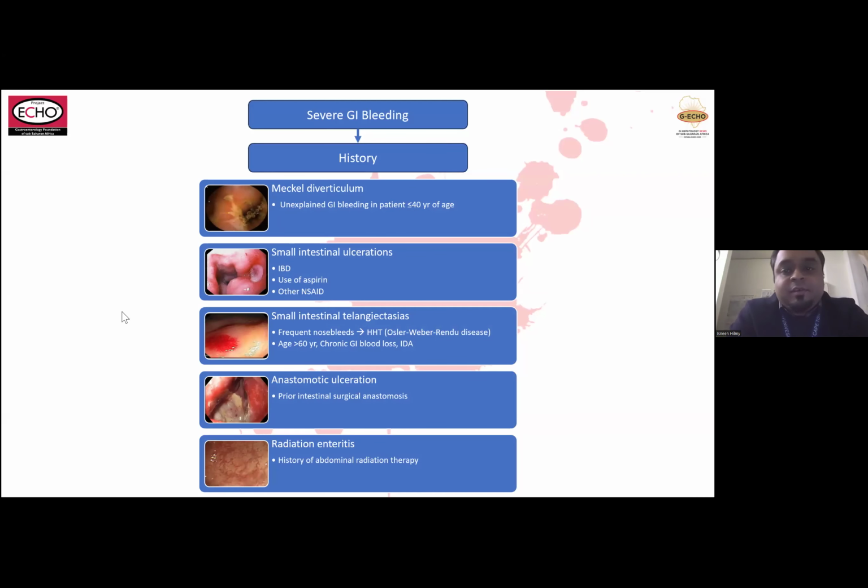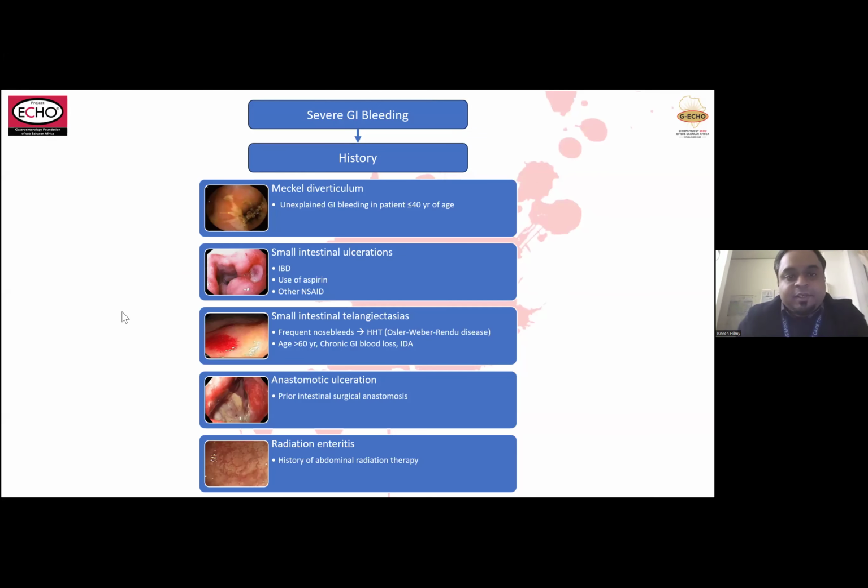And Meckel's diverticulum. So this is basically a true diverticulum. And remember the rule of twos: 2% of the population, 2 inches in size, 2 feet away from the ileocecal valve, 2 times more common in females. And so this should be suspected if you have unexplained GI bleeds, especially in patients who are younger than 40 years old.